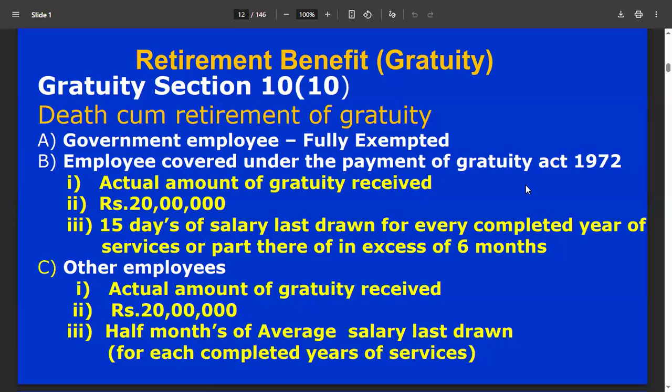For government employee, if I received gratuity, it is fully exempted. But if the person is covered under Gratuity Act, then the least of the following, that is actual amount, rupees 20 lakhs, or 15 days salary last drawn, will be considered as exempt. In case of other employees, actual amount, 20 lakhs, and half month's average salary. So for government employee, it's 15 days, and for others, it's half month. So provisions for both are same.